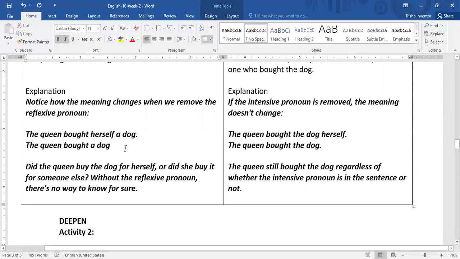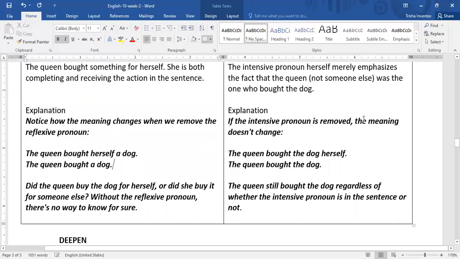Ning palit si queen og dog. So, wala ta kabalo kung para kay kinsa ang dog nga gipalit ni queen. So, did the queen buy the dog for herself or did she buy it for someone else? So, without the reflexive pronoun, wala ta kabalo kung para kay kinsa ang dog. So, again, when we remove the reflexive pronoun in the sentence, the meaning will change.